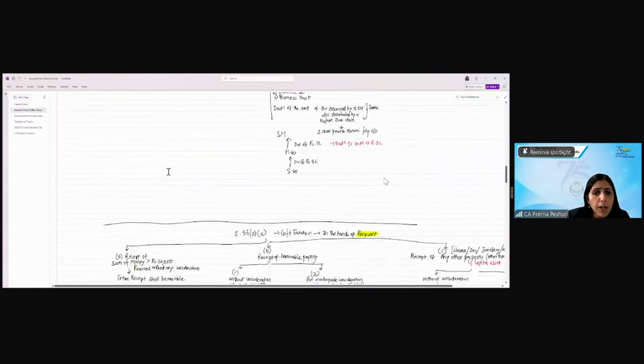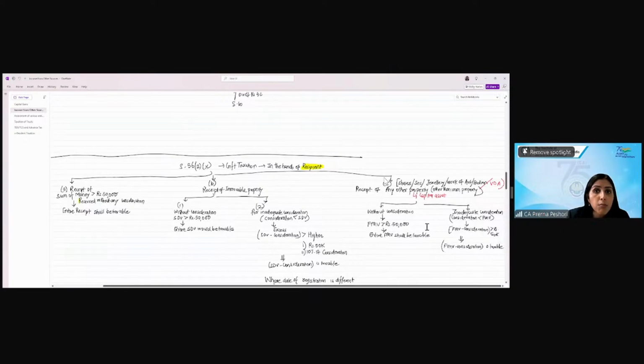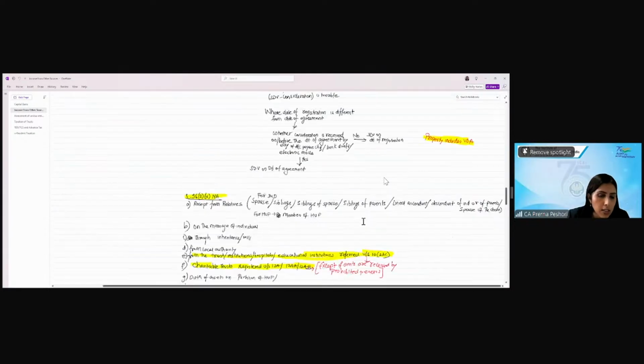Now coming to the third part of 56(2)(x), the receipt of any property which is other than immovable property. The other property includes shares, securities, jewelry, work of art, bullion, virtual digital asset. Now, if it is received without consideration and FMV is greater than 50,000, the entire FMV shall be taxable. If it is inadequate consideration, where the consideration is less than the FMV, then FMV minus consideration, if it is greater than 50,000, then in that particular case the differential amount or the inadequate amount is taxable.